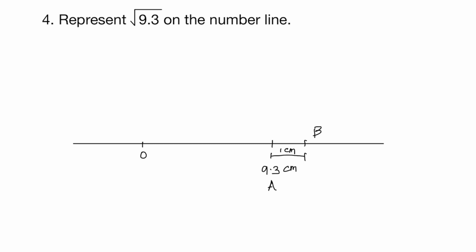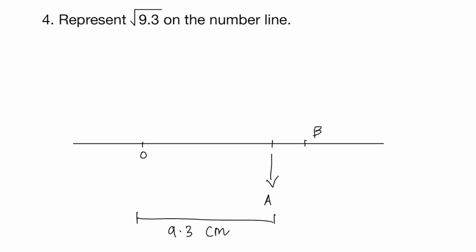Now let me just clear this up. This might be confusing for you, so let us try it with an arrow here. You don't have to do this on your paper like this, you can just mark it right away. Let this be A, and this length is 9.3 centimeters, and again this length, sorry, it ends up right here.